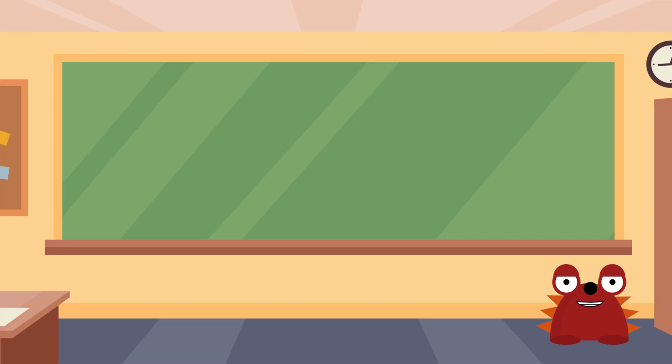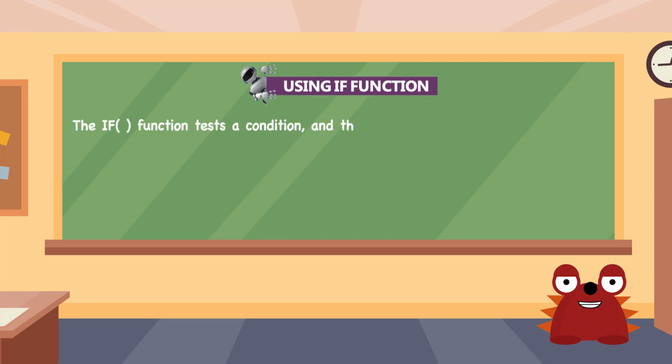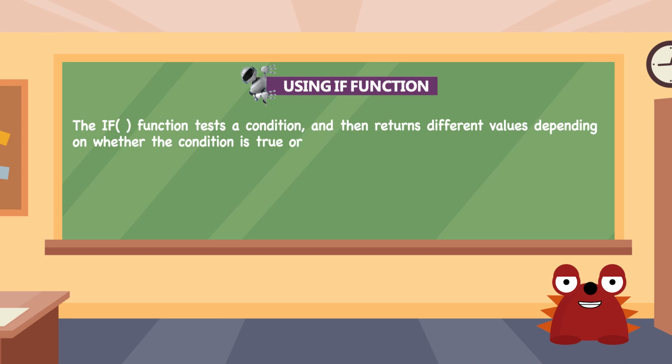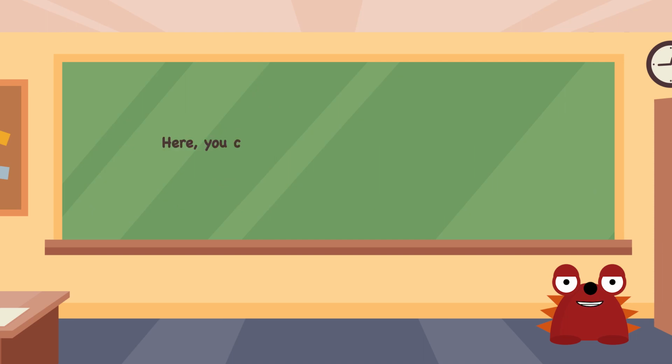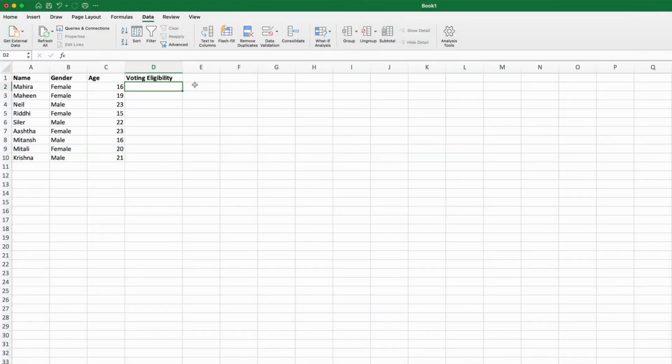Moving on to the third main feature of Excel that we'll be learning today is using the if function. This function tests a condition and then returns different values depending on whether the condition is true or false. This is the syntax. For example, to check whether the person is eligible for voting or not, depending on his age, here, you can use an if function as shown below. Test age greater than 18. Let's see what do we have. So for the above data, these would be the formulas.